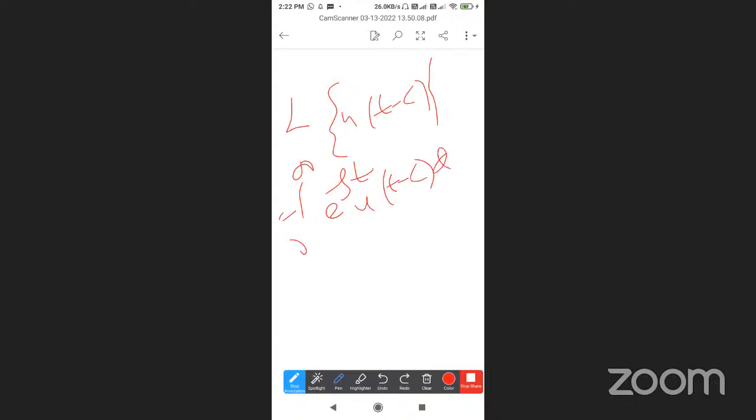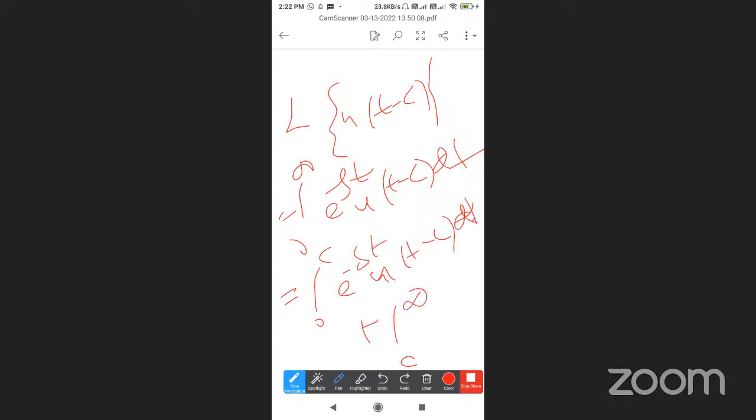Now the transform of the unit step function is the Laplace transform of u of t minus c. What is the formula? The integral from 0 to infinity of e power of minus st times f of t. So we have to define the interval: from 0 to c of e power of minus st u of t minus c dt, plus from c to infinity.